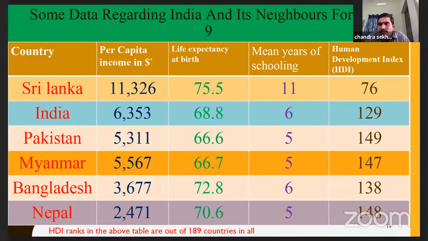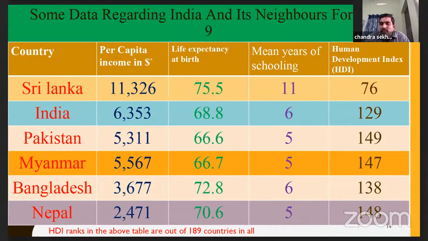The next parameter is mean years of schooling. An average Sri Lankan citizen is getting education for 11 years on average. Every Sri Lankan citizen is getting 11 years of schooling. So it shows that Sri Lanka has more educational facilities, and it is providing good facilities to people living in remote villages also. When we come to India, an average Indian is getting only 6 years of schooling.